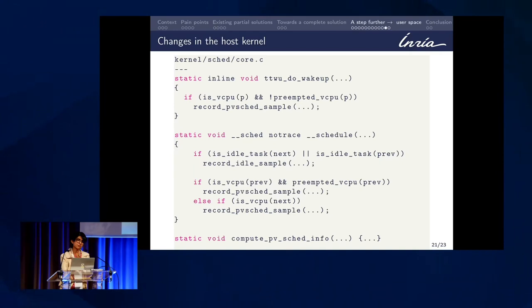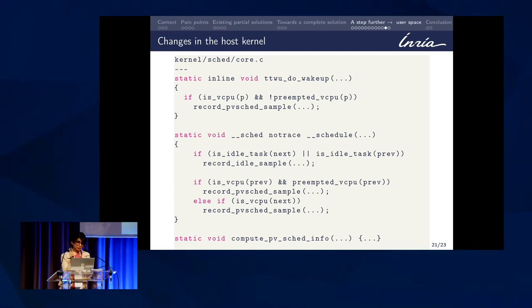But essentially, if a running vCPU gets preempted, we are going to record a sample. At the same time, if a vCPU gets to run, we are also going to record a sample. And every time we record a sample, it essentially means that the number of vCPUs that are actually able to run is either incrementing by one or decrementing by one. And we have a per-VM global variable that we update when we record the samples.